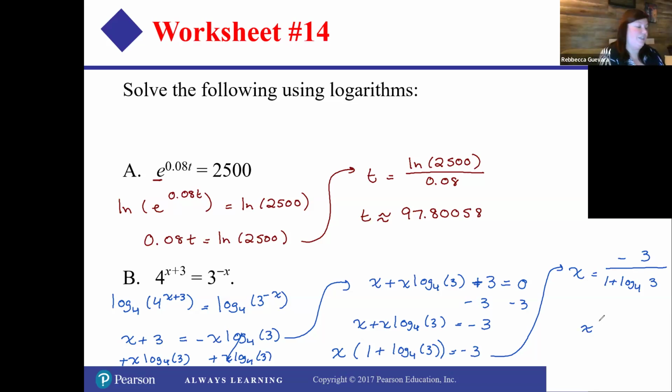Let me try to quickly approximate this. If you want an approximation, negative 3 divided by 1 plus, so I'd actually have to do a common log of 3 divided by the common log of 4. So we can change that, but that's going to give me a negative 1.6, we'll say 1.6674 because I'm running out of room on here.